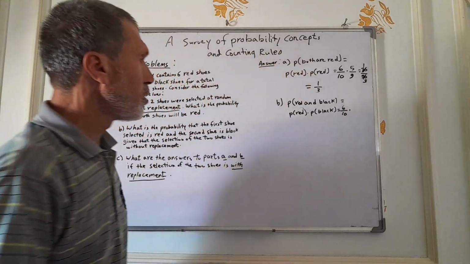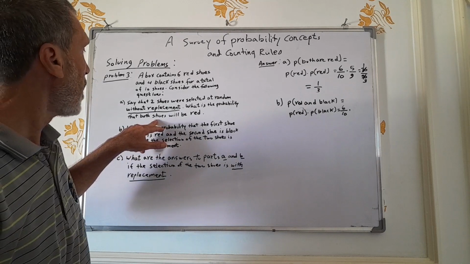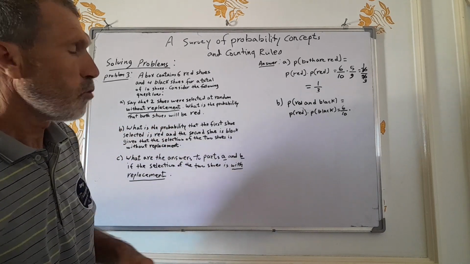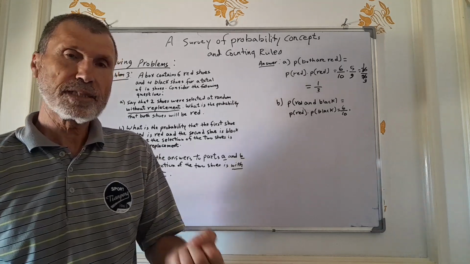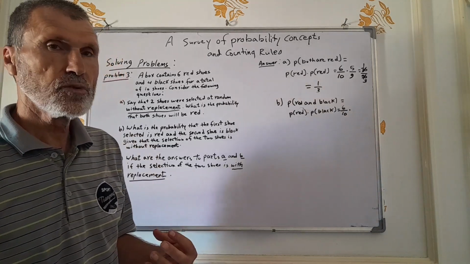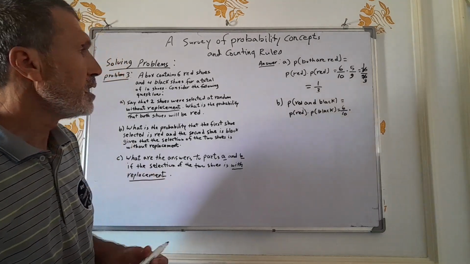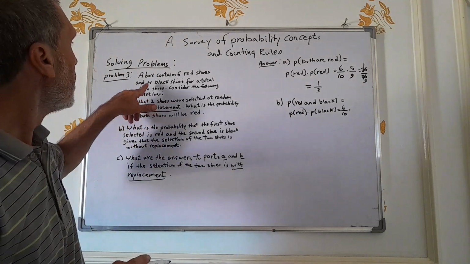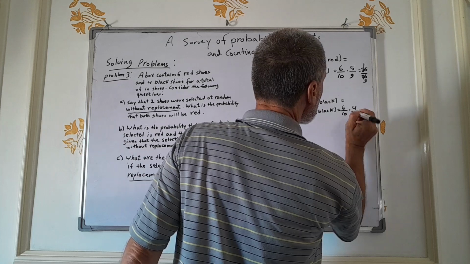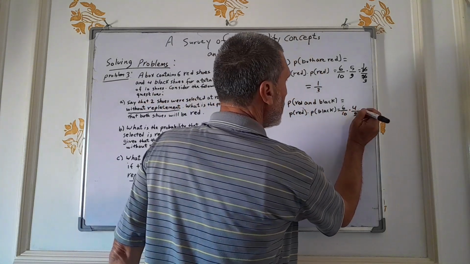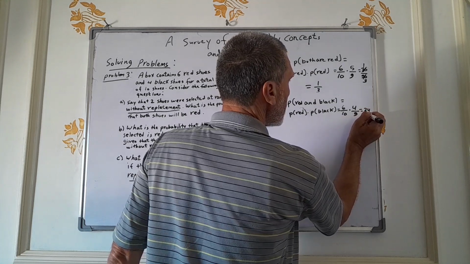times, because we are selecting without replacement, once we select the first shoe and we do not replace it, the number of shoes inside the box will be decreased by 1. Therefore, the probability of black will be 4 over 9, which is equal to 24 over 90.